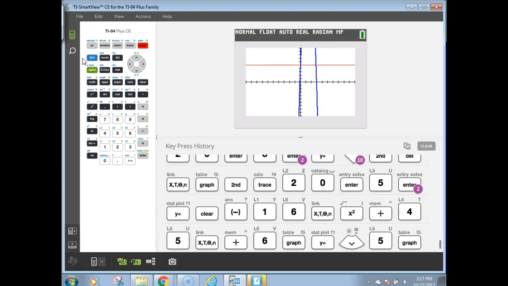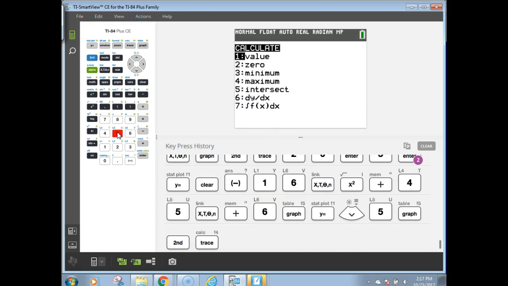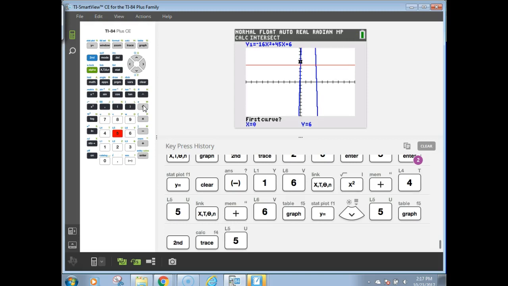So watch this. Hit second, trace, intersection, choice 5. And then you have to make sure you're near the one you want, because there are two intersections. If I arrow to the right, till I see my flasher pop back on here somewhere. Keep going. It's coming down. There it is, back over. All right, so I'm going to say right there and hit enter. And then I'll jump on the other line, hit enter, and enter again. And now it's saying that it takes 2.83 seconds for it to get back to 5 feet.